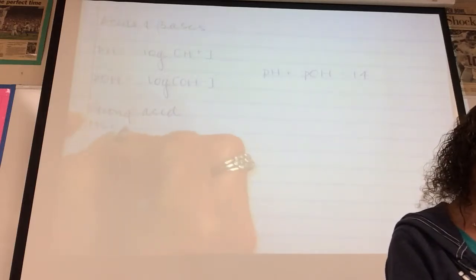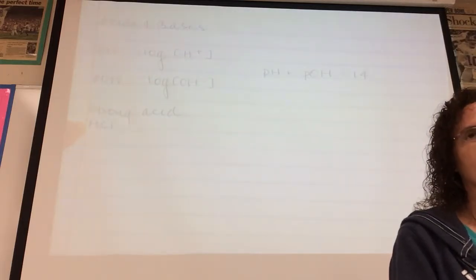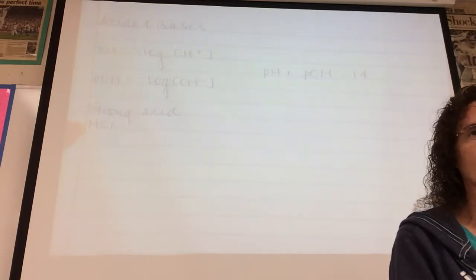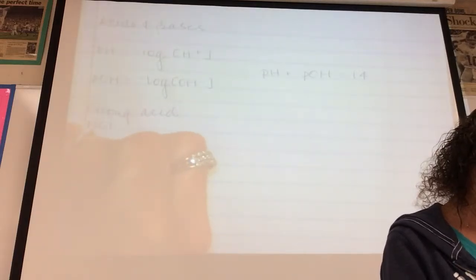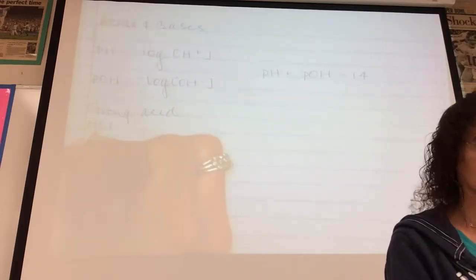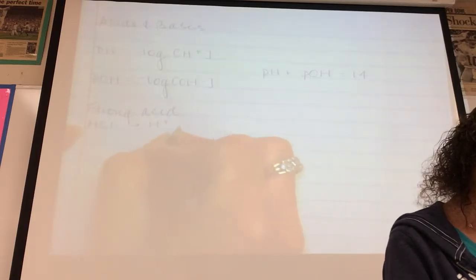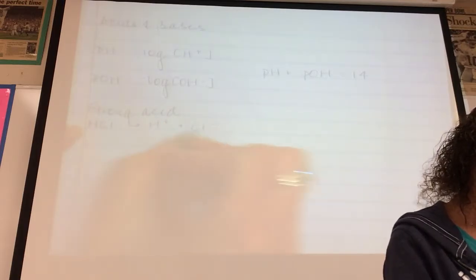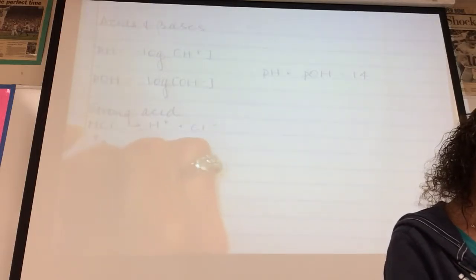Now, if you have a strong acid, such as hydrochloric acid, what do you know about the concentration of the strong acid and the concentration of proton? They're equal. How come? Because a strong acid ionizes completely. This is a monoprotic strong acid, one ionizable proton, mono meaning one. And so hydrochloric acid ionizes completely to hydrogen ion and chloride ion, and these two concentrations are equal.